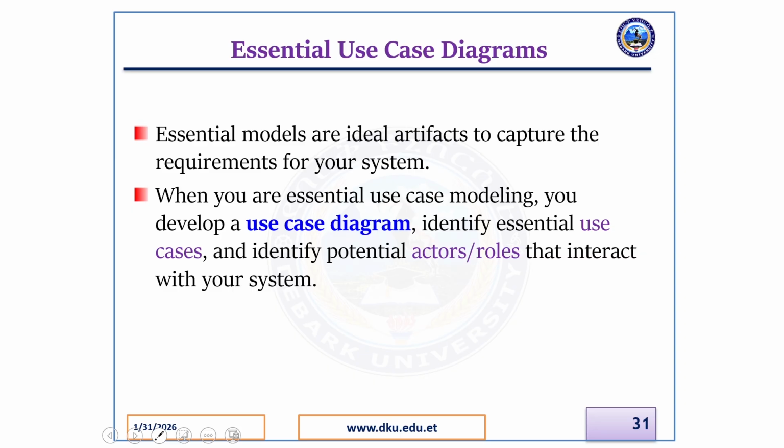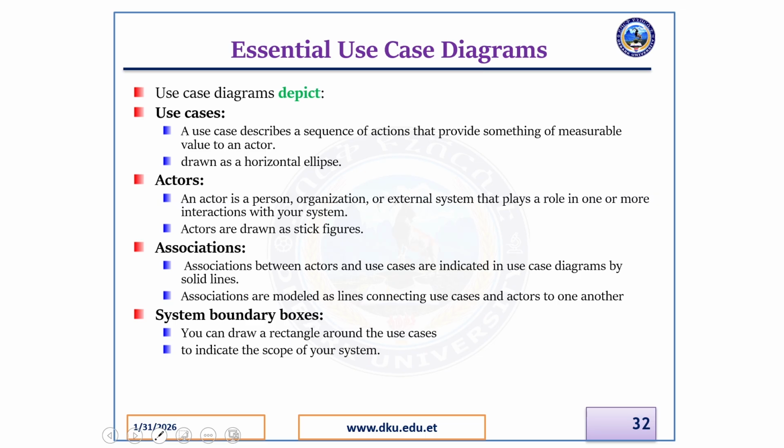When you are in essential use case modeling, you will develop a use case diagram, identifying essential use cases and identifying potential actors or roles that interact with your system. Essential use case diagrams depict: 1. Use cases, 2. Actors, 3. Associations, and 4. System boundary boxes. Use case: a use case describes a sequence of actions that provide something of measurable value to an actor.